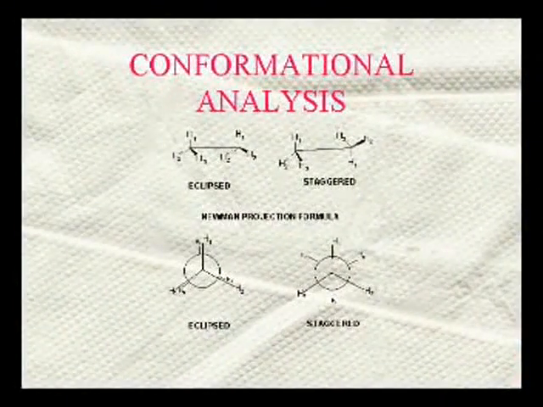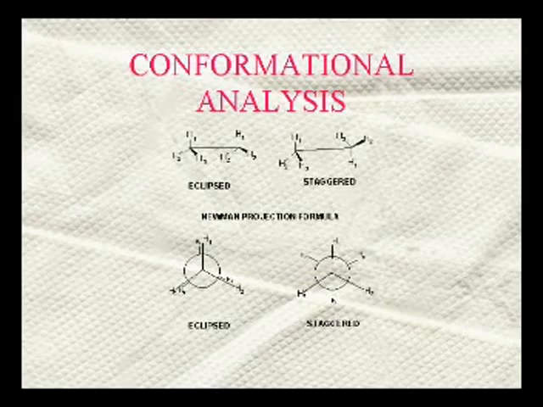For example, let me take ethane. Because of carbon-carbon single bond rotation, we can get a number of conformers from the ethane molecule. Let me assume I label two of the hydrogens on different carbon atoms in ethane. If I label them, I will get n number of structures from ethane. Among the n number, we can select six extreme structures. They are called eclipsed and staggered structures.